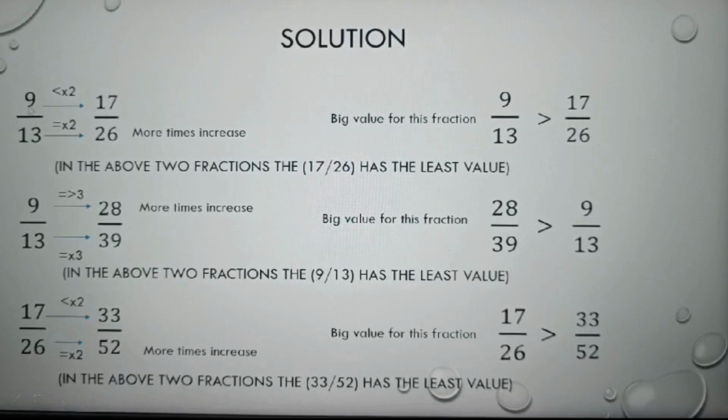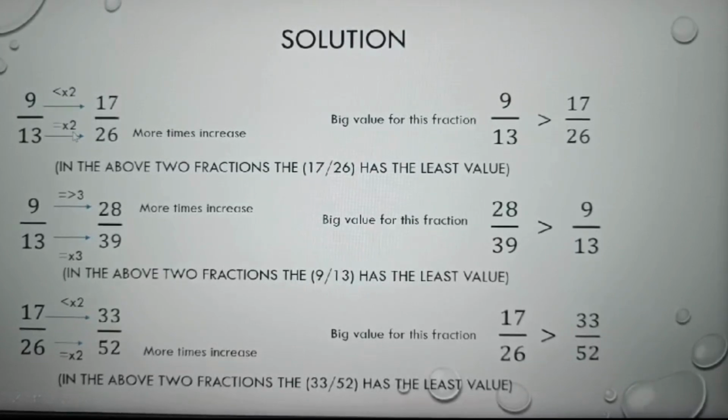So 9 is increased less than 2 times. 9 twos are 18, but it is less than 2 times, whereas 13 twos are 26, it is 2 times. So the denominator increased more times. That's why 17 by 26 is smaller than 9 by 13. 9 by 13 is greater than 17 by 26.